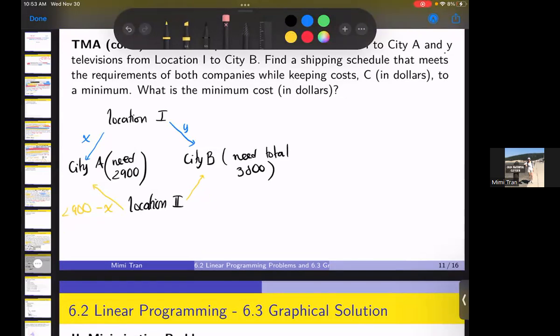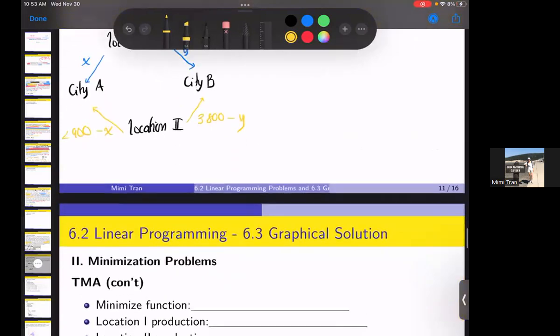So 3800 minus y, right? Minus y. Let me erase that because I need space later. So far, so good. The reason we do this is because we need to establish the cost function.